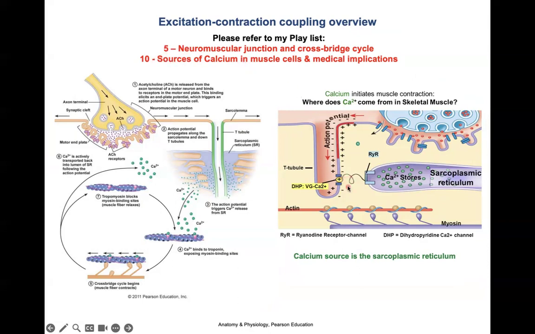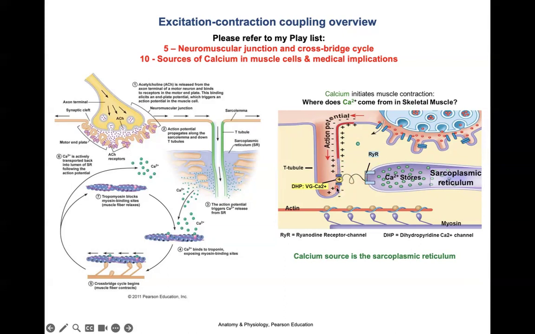So now let's discuss the sources of calcium in the skeletal muscle. Remember, in the cardiac muscle, we had two sources, extracellular and sarcoplasmic. In a skeletal muscle, we only have one source, which is the sarcoplasmic reticulum. So here we have the action potential coming in. It depolarizes the membrane potential, changes the configuration of the voltage-gated calcium channels, the L-type, remember. So these calcium channels are connected to the ryanodine receptors in the sarcoplasmic reticulum.